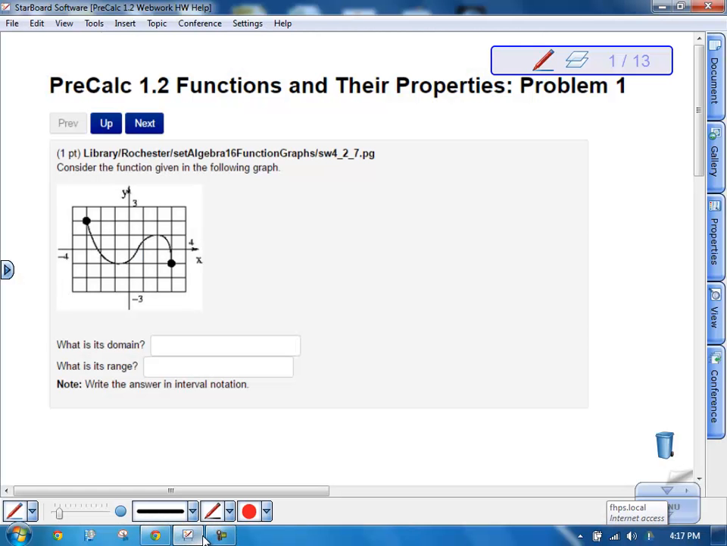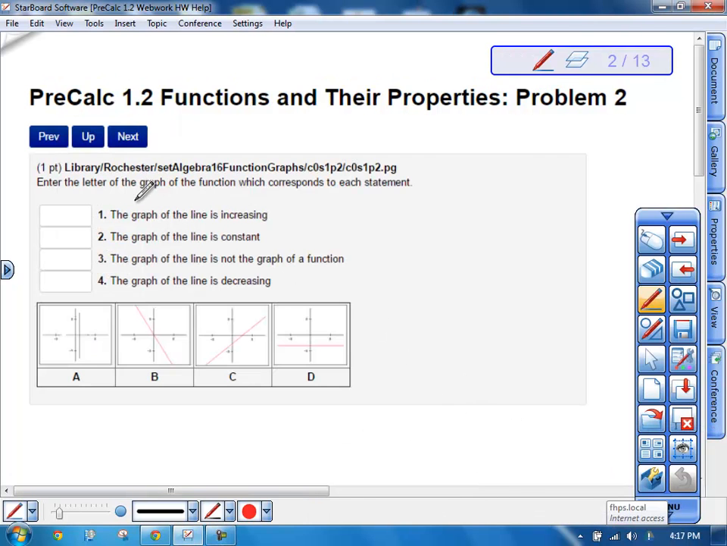All right, this is homework help for PreCalc 1.2. First question, what's the domain? That goes from, looks like, negative 3 to positive 3, so we'd say negative 3 to positive 3. We can include those points as well. The range goes from negative 1 to positive 2, and we can include those points.